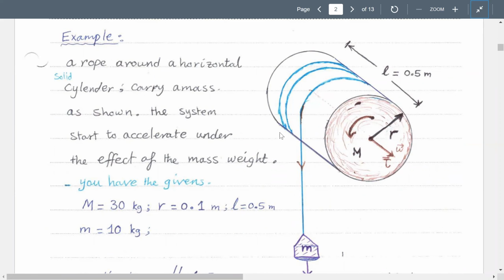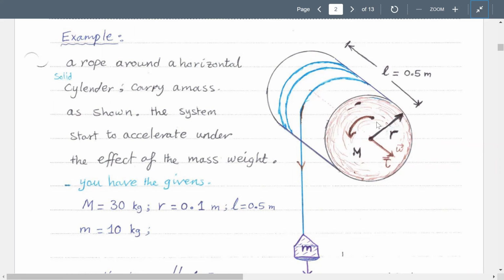We have this system. It is a solid cylinder with radius R. It has a mass M, capital M. Its length is 0.5 meter. It is rotating, and this is the axis of rotation, which is the direction of the rotation, and it is the direction of the torque.